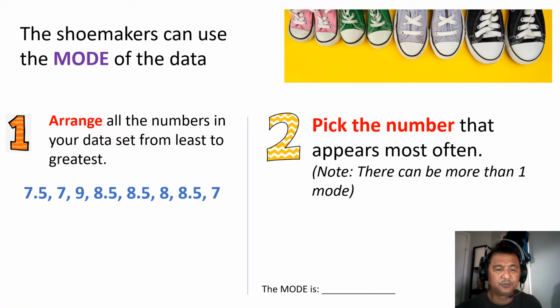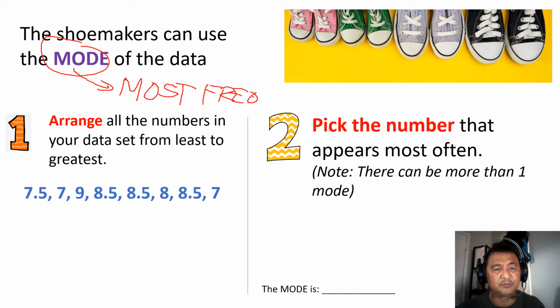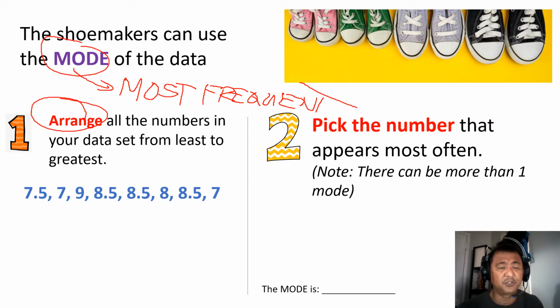So for these shoemakers, we will suggest that they use the mode. Remember the word mode, because whenever you see this, think of the MO, the most frequent. Frequent, meaning the number that appears most often. First thing we have to do is arrange the numbers. Some people will not do this anymore because they could easily see it, but if you have multiple numbers, this is very, very useful.